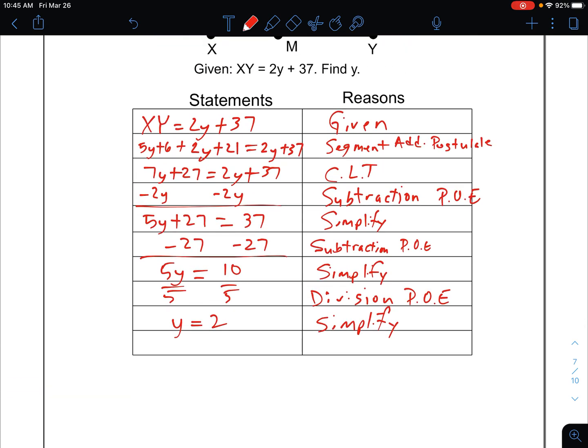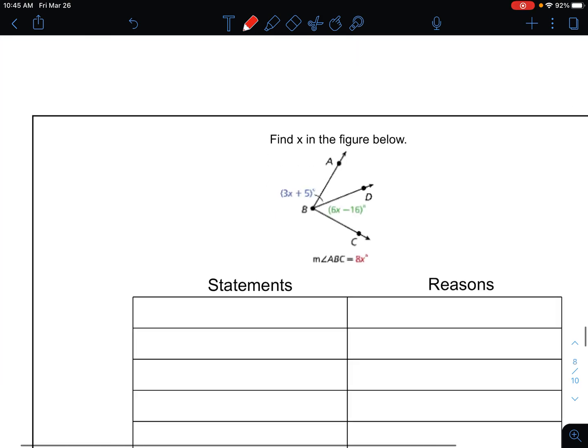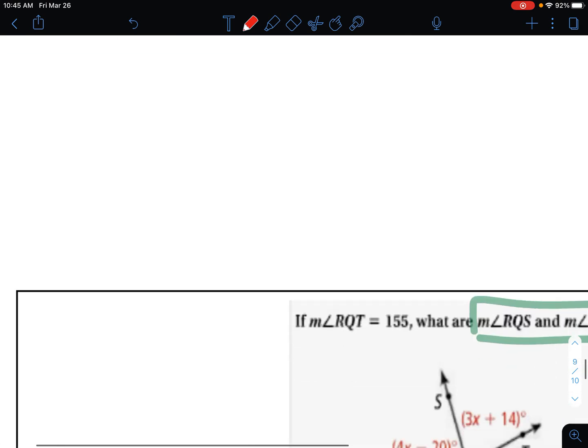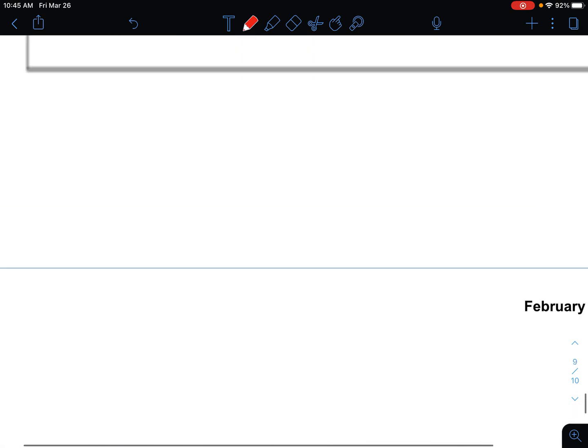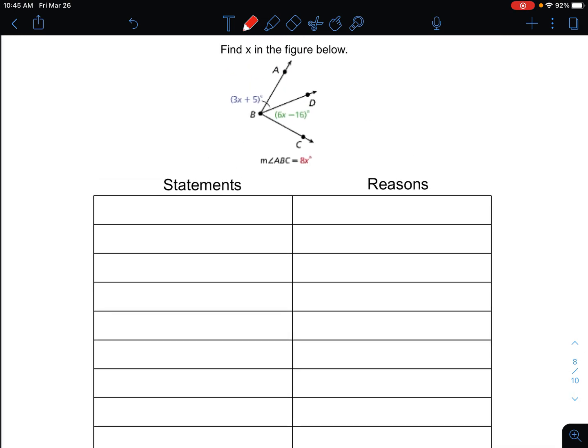That's the idea of geometric proofs. Now we're going to have to use that definition, that postulate, that theorem to get us rolling. All right, and then we'll do one more. I'll do one more with the angle addition, and then we'll jump to that last one.